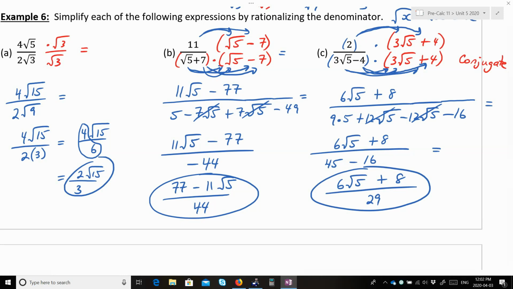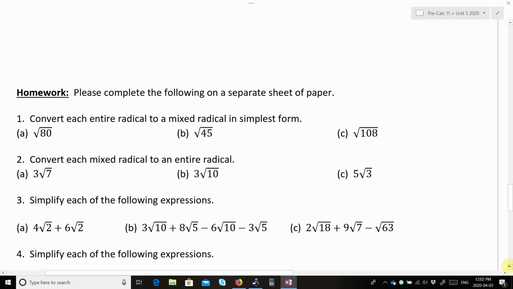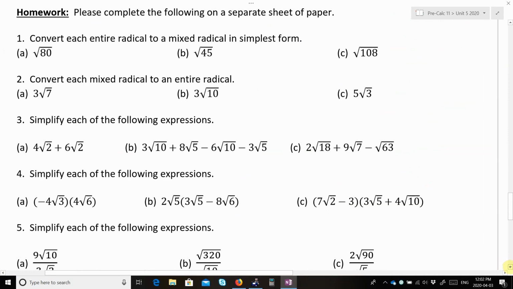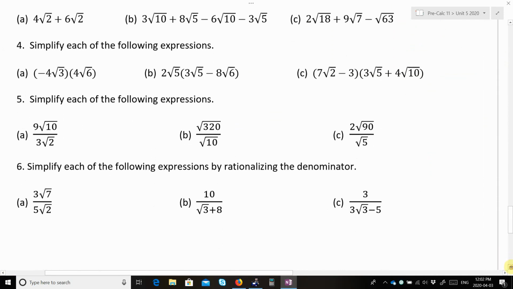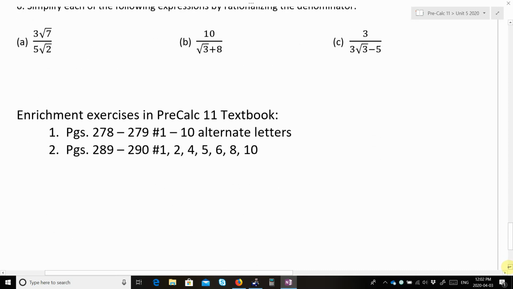Okay, so that is lesson 2A, everybody. The homework is actually right here. Please complete the following on a separate sheet of paper. Okay, so there's a good amount of homework there for you, 1 to 6. You can send me an email if you want me to do any videos showing some answers of those. And there are some enrichment exercises in the Pre-Calc 11 textbook.